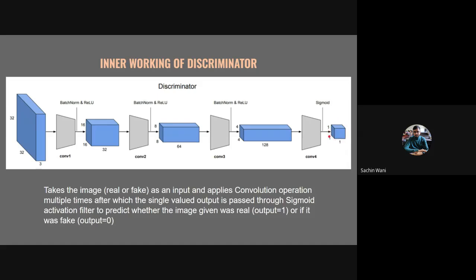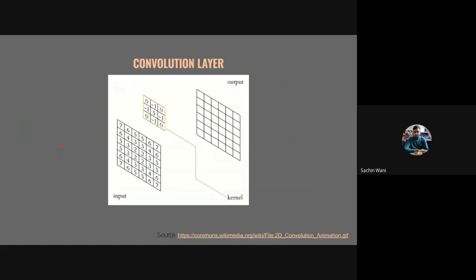This single valued output lies anywhere in the range of 0 to 1. The value of 0 indicates that the discriminator thought it was a fake image, and an output close to 1 means that the discriminator thought that the input image is actually real. So this is the basic inner working of the discriminator. There are 4 convolutional layers, and we will briefly see what a convolutional layer means.